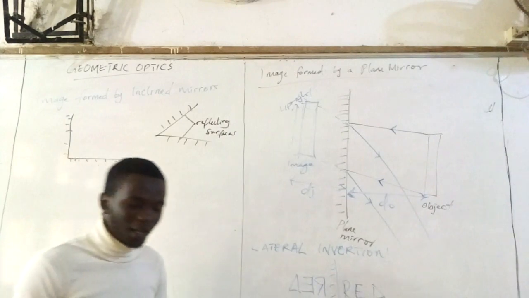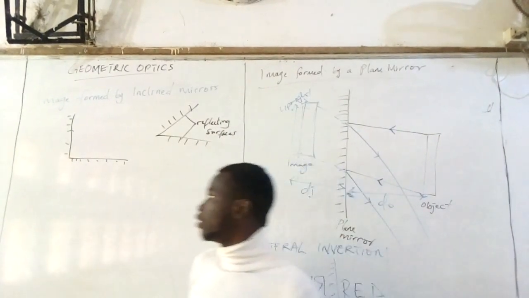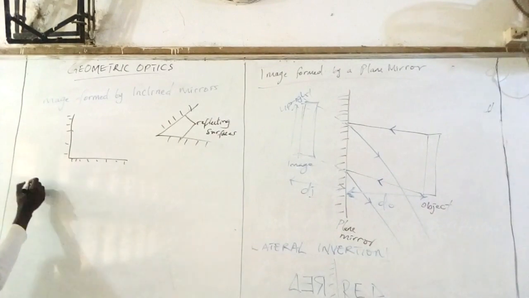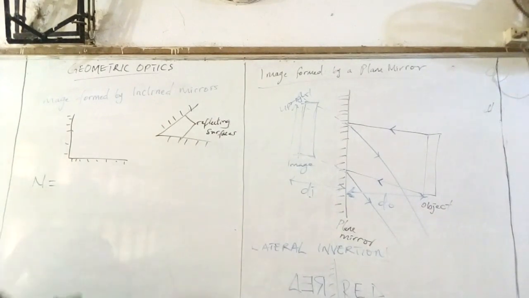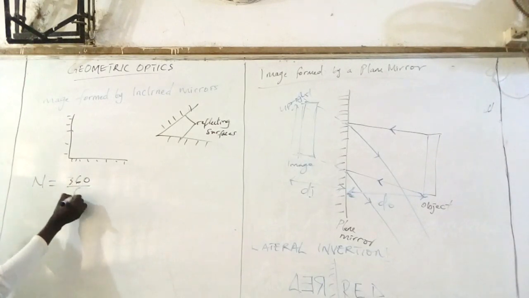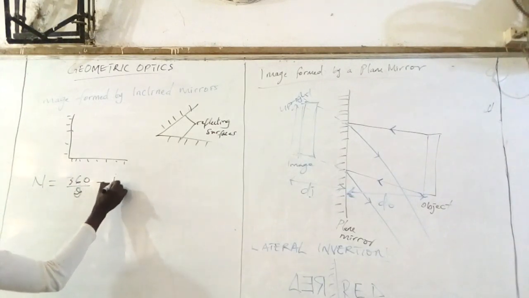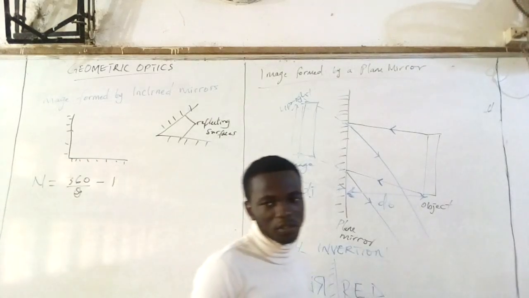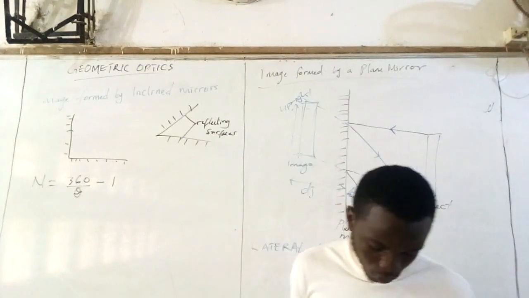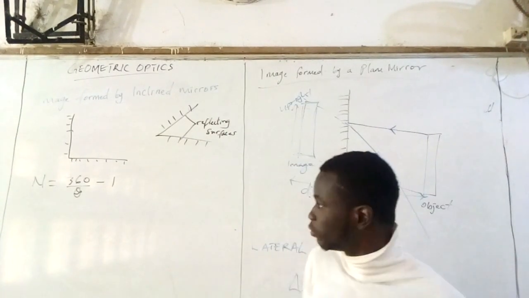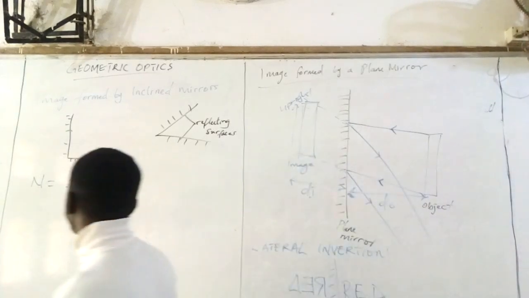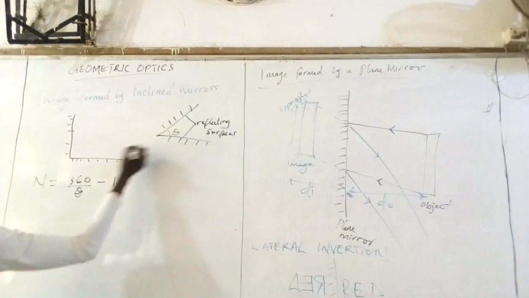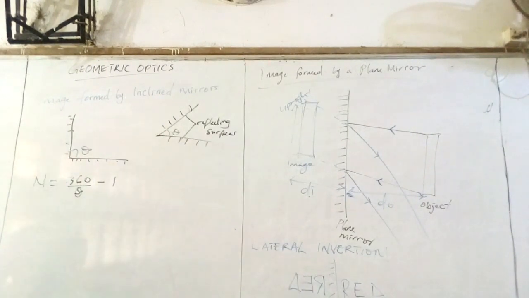Now, for any inclined mirrors, the number of images formed by them is given as N = 360 over theta minus 1. So it's given by this formula. Theta is the angle of inclination of the two mirrors. So this is theta and this is theta. Let's look at some examples.